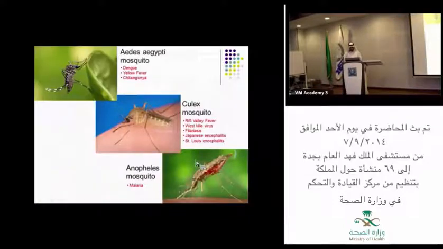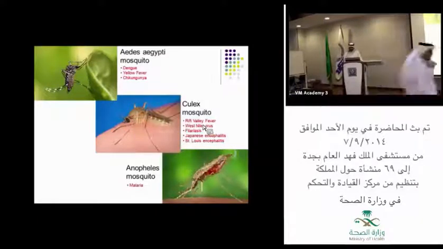Okay. Now, the mosquitoes that can transmit infections include the Aedes aegypti, which can cause dengue, can cause yellow fever, and another non-viral hemorrhagic fever, but may mimic dengue, which is known as chikungunya. Okay? All transmitted by the Aedes aegypti mosquitoes, which have white dots on their body.